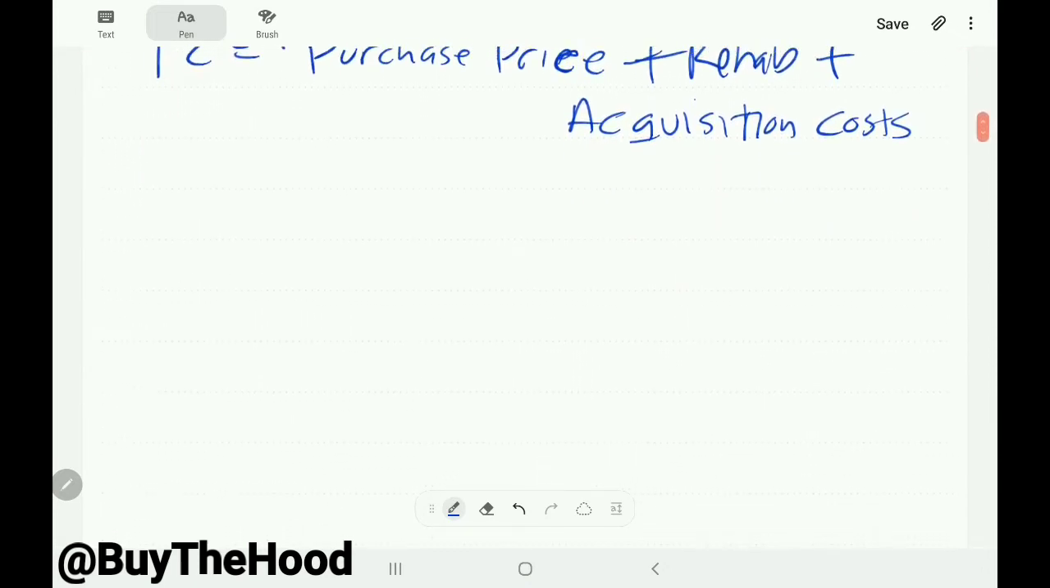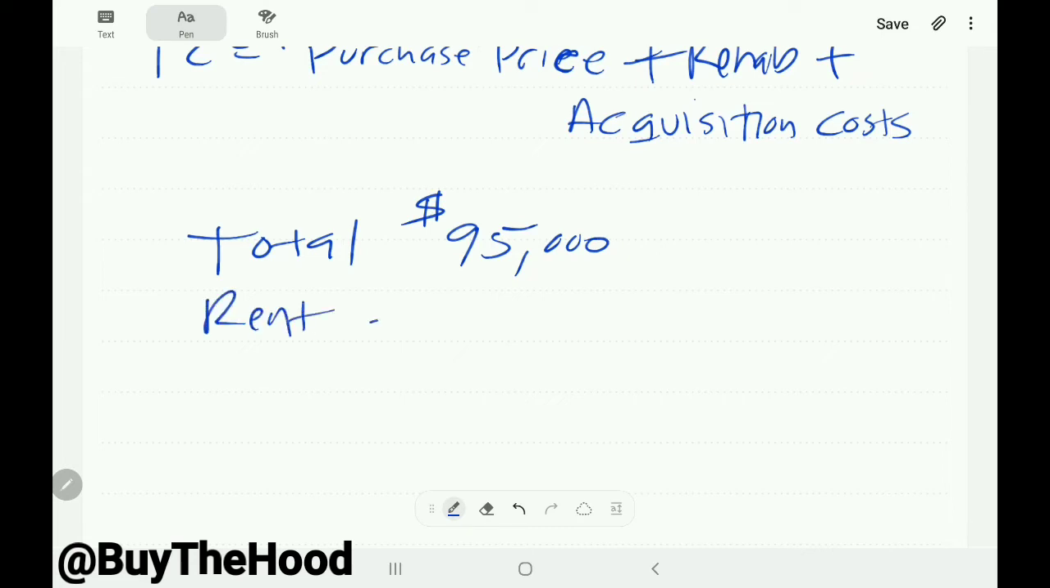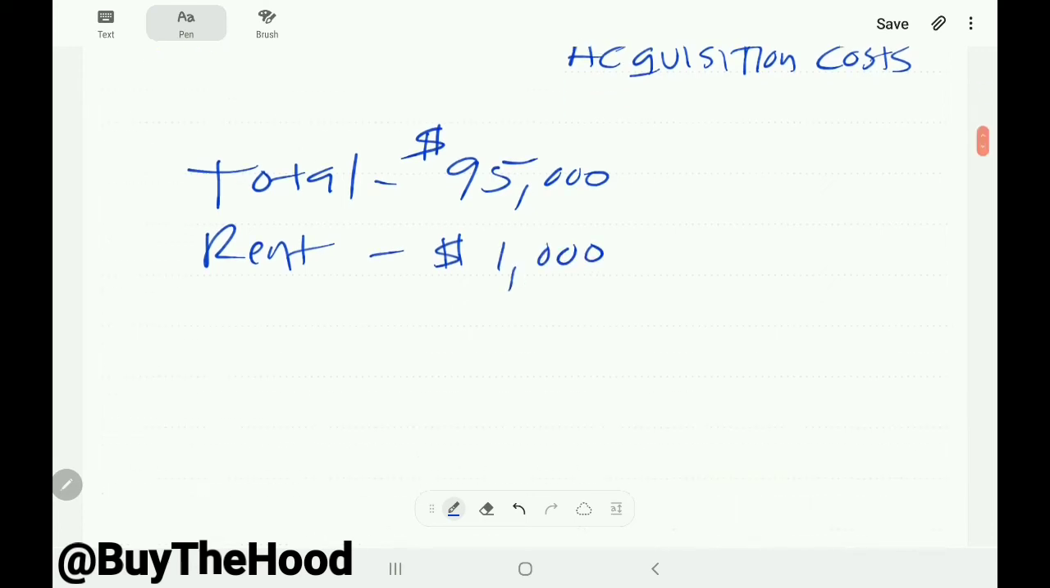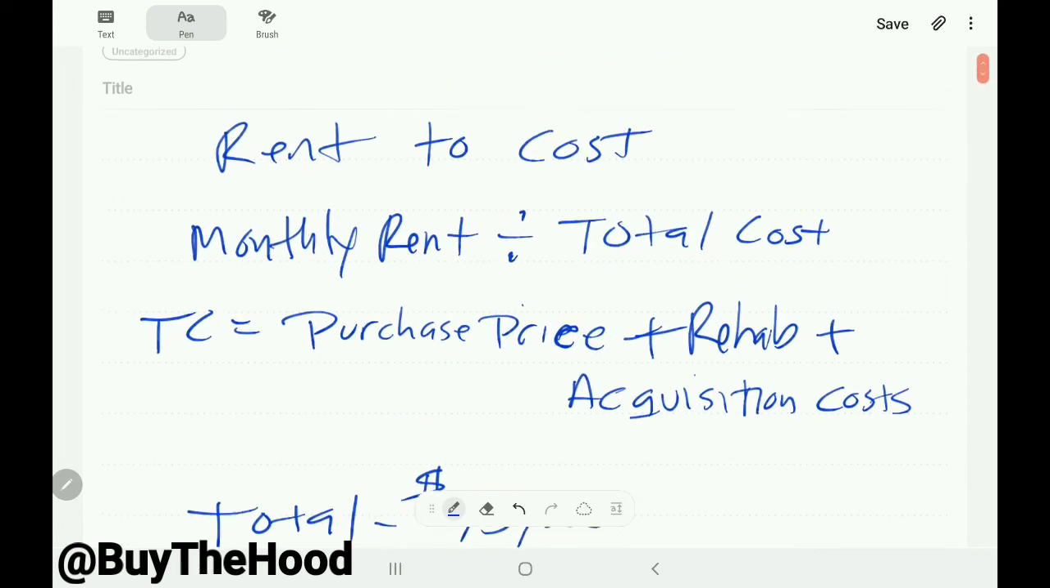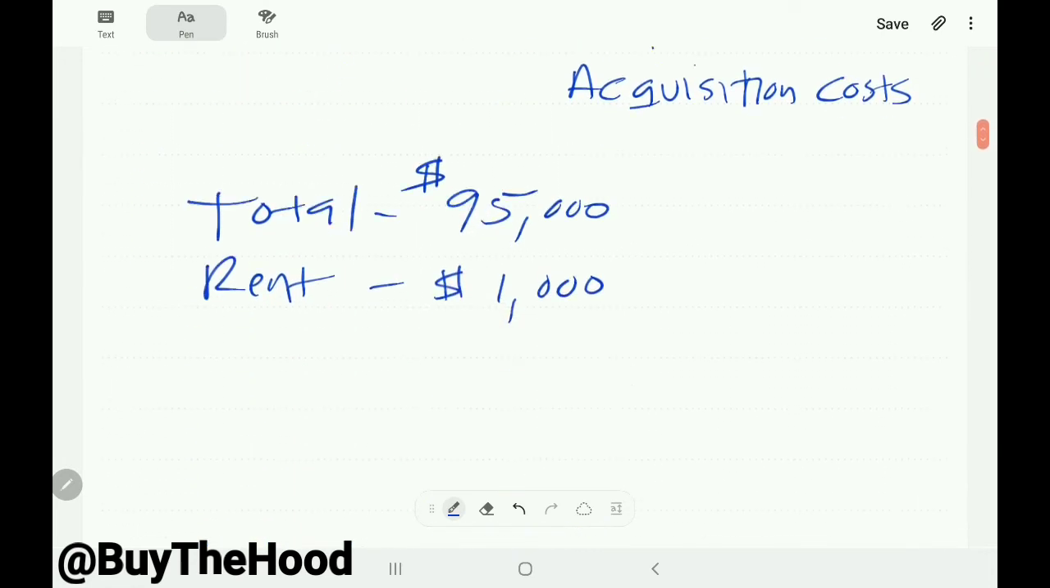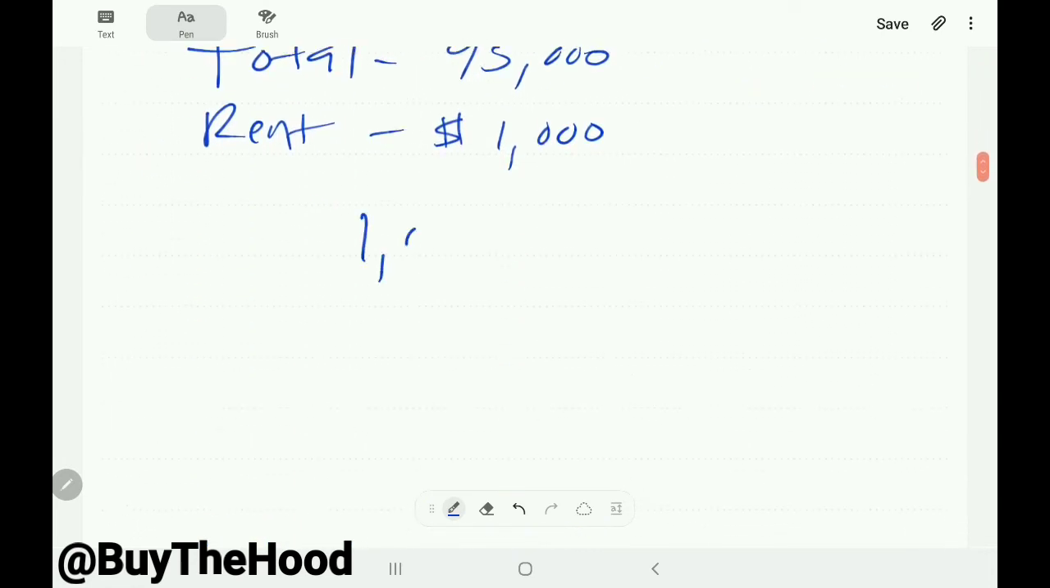So let's just say, for argument's sake, your total cost here, after you add all those things up, you're buying a property, your total costs are about $95,000. And let's say that your rent is about $1,000 a month. So remember the formula, right? The formula we showed you above is your monthly rent divided by your total costs. So in this example, it's 1,000 divided by 95,000.